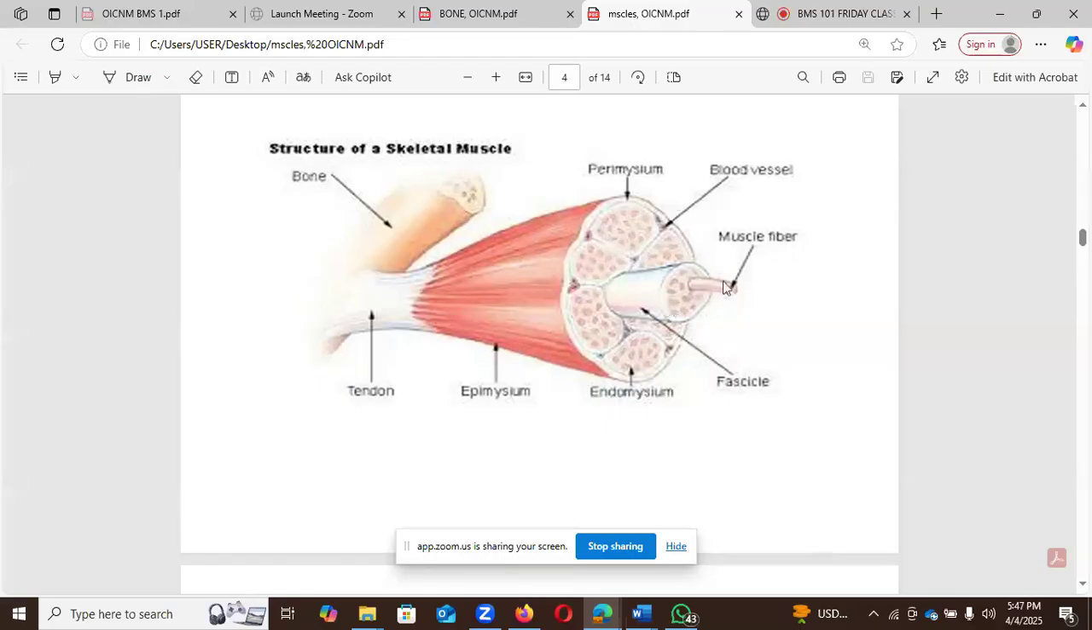These are the single cells of muscle fiber, which contain strands of muscle. Together it is muscle, but this is a single muscle fiber which has endomysium. All together they have perimysium. Then the outer layer of the muscle you have epimysium. This is the tendon, this is the bone. So when this muscle contracts, it will pull this bone. So you can see.